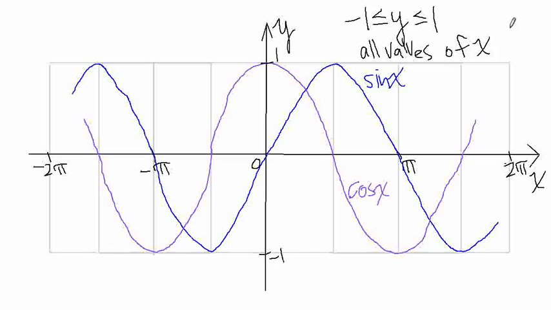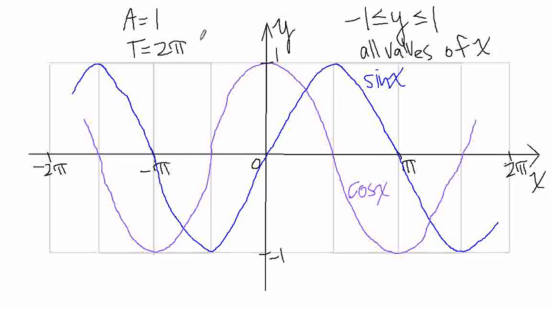Now, also, notice that we can determine that the amplitude is 1 for both graphs. So I'll write a equals 1 to denote that. All right? And the period is 2 pi. So I'll write t equals 2 pi to denote that.